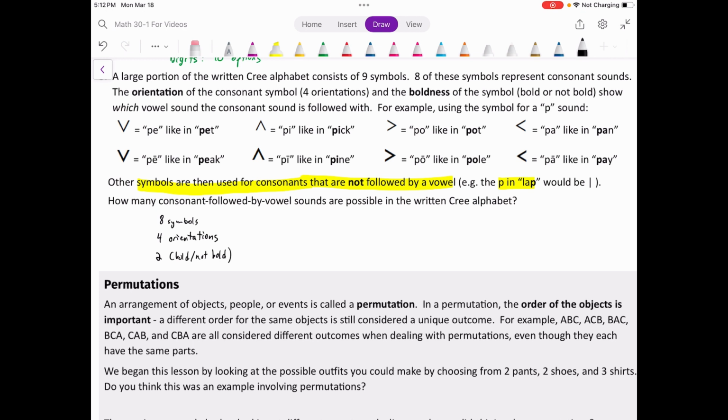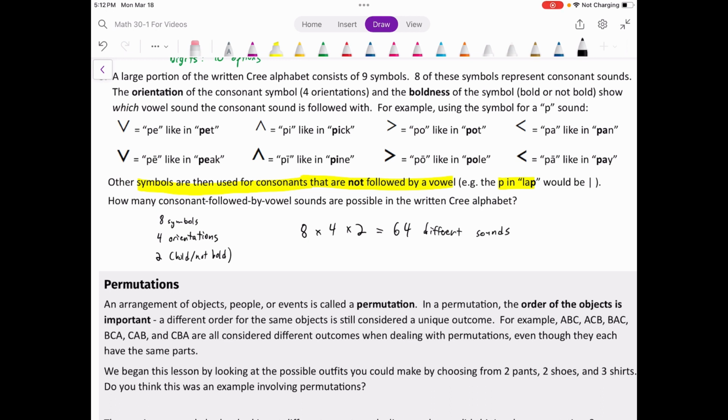So that means we've got 8 times 4 times 2 different consonant followed by vowel sounds that we could make, right? 8 different symbols. For each of them, we could orient it 4 different ways, and for each of those, we can make a different sound by making it bold or not bold. So 8 times 4 is 32, times 2 is 64 different sounds, right?